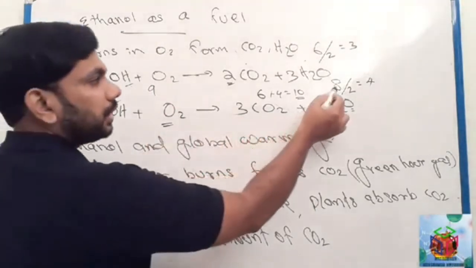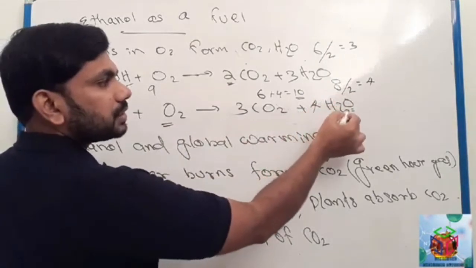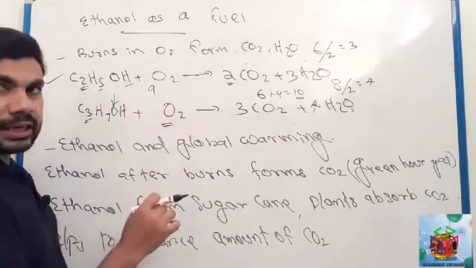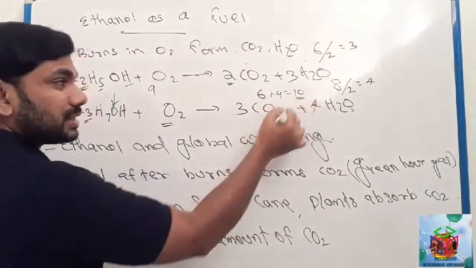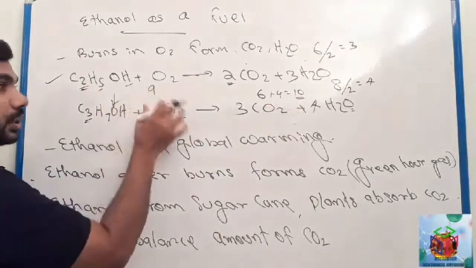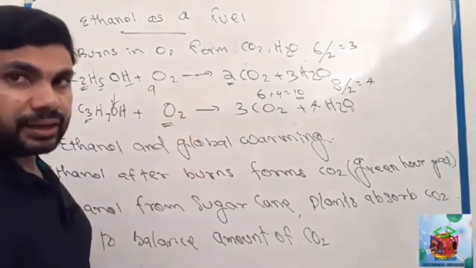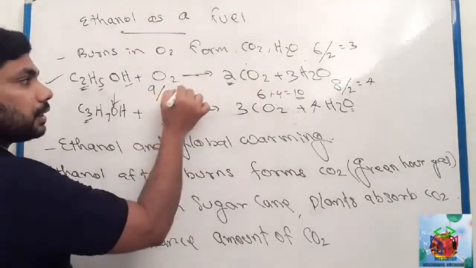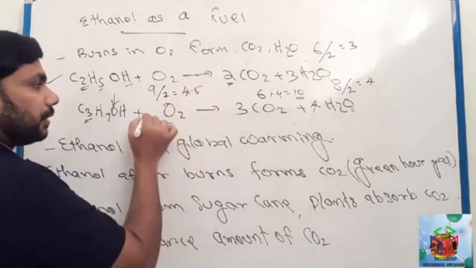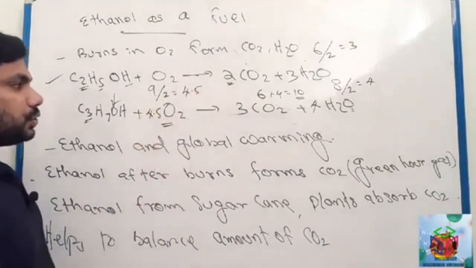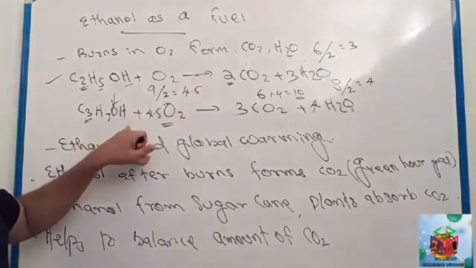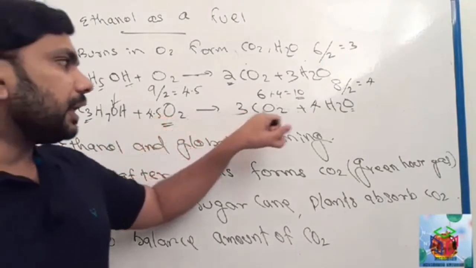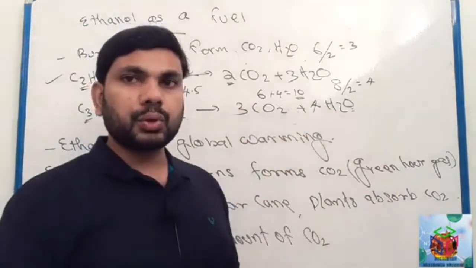Similarly, I told you we need 8 hydrogen because of this 2 we divided by 2. Here we need 9 oxygen, total 10 oxygen, and there is already 1 oxygen here. Here it is O2, so 9 divided by 2 is 4.5. So you will get C3H7OH plus 4.5 O2 giving 3 carbon dioxide plus 4 H2O.